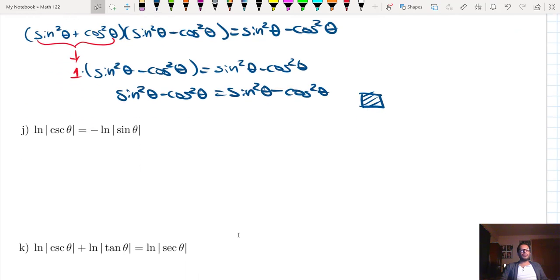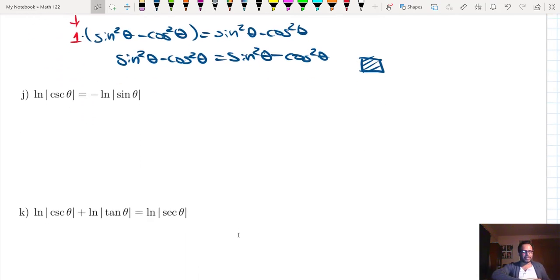All right, more often than not, when we do integration, and maybe derivatives as well, we are going to have combinations of logarithmic expressions with trigonometric expressions. So we are going to turn this ln of cosecant into negative ln of sine. Okay, how are we going to do that? Number one, replace this cosecant with 1 over sine theta.